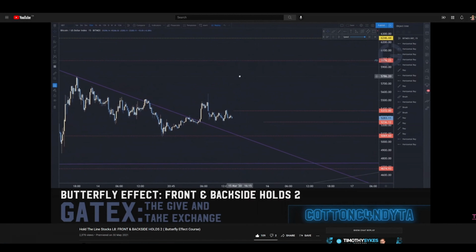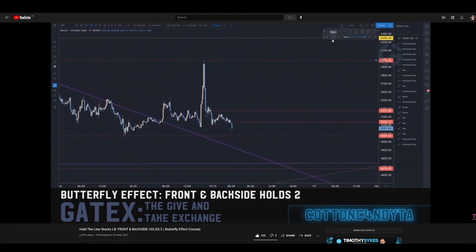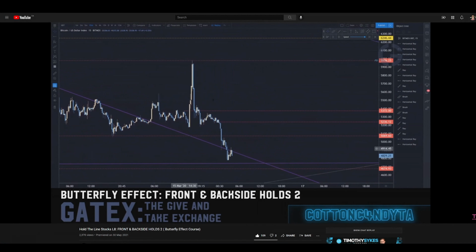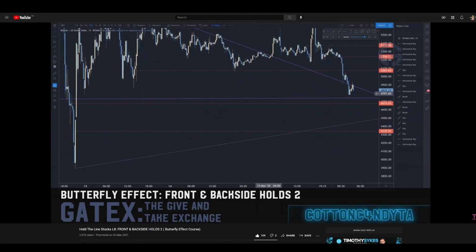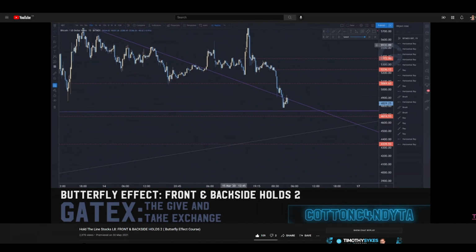Same kind of range bind, and then it goes to that point there. Okay, so we did get to this point in the chart. So this is what we were looking at. We did break that trend, and this was kind of the final level. So that's where we left it off.